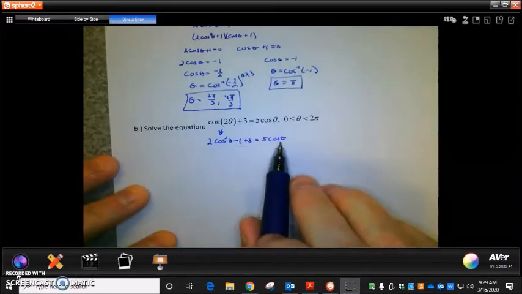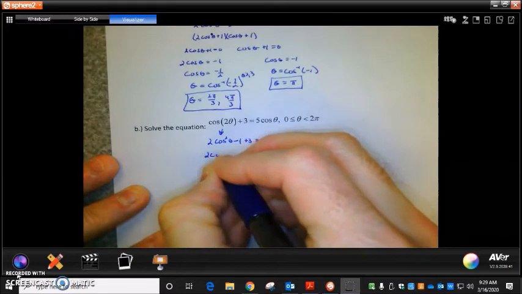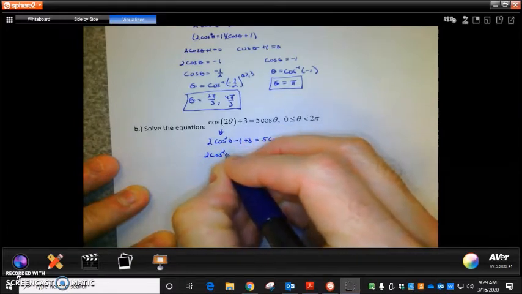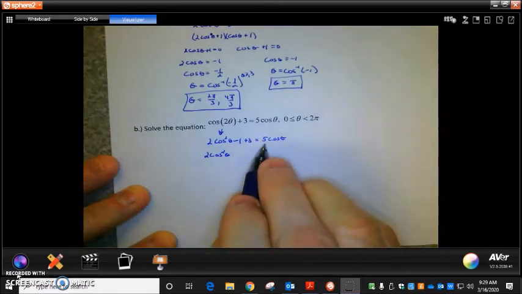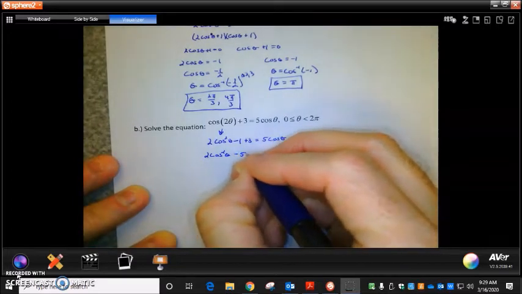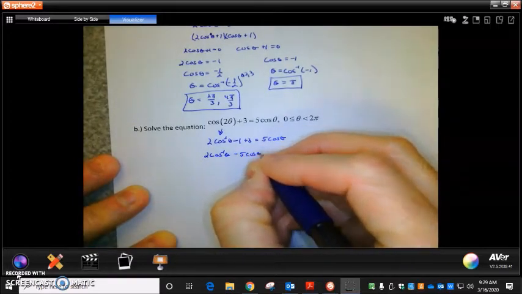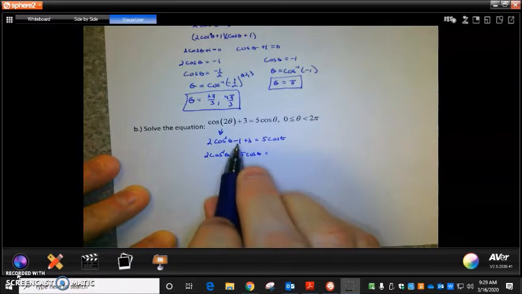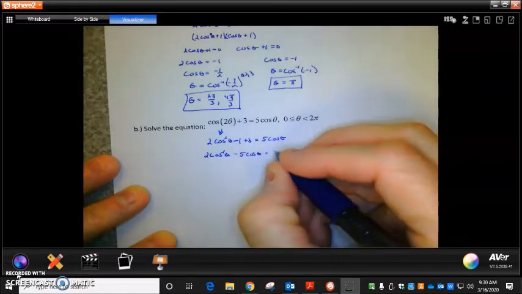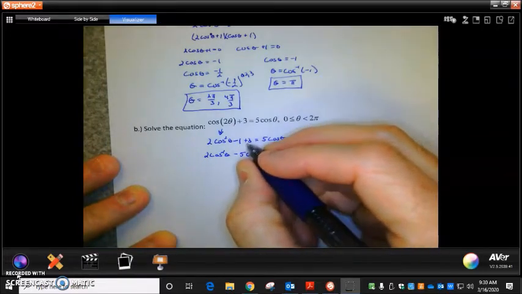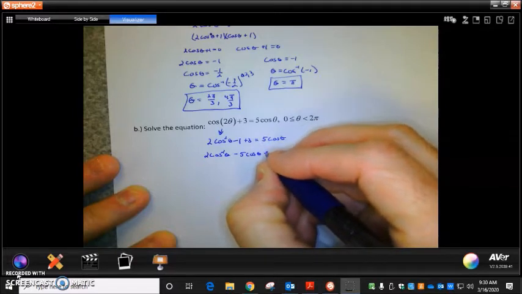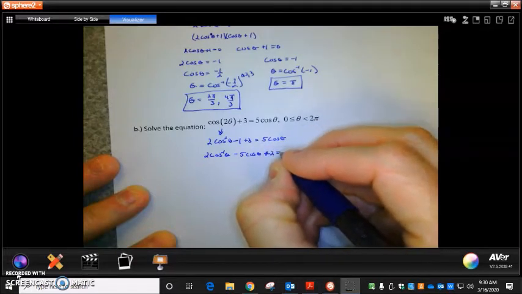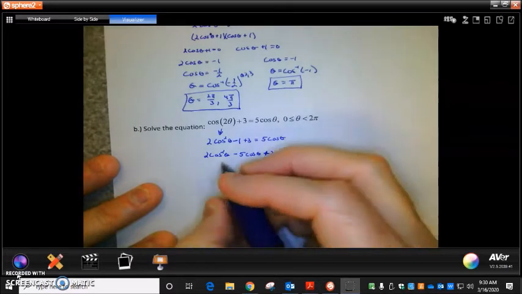So, this is now a quadratic. We're going to leave the cosine squared where it is. We're going to move the 5 cosine to the other side. And then I've got this minus 1 and plus 3, so I can combine those. That's going to give me a plus 2. And now I'm going to factor this.